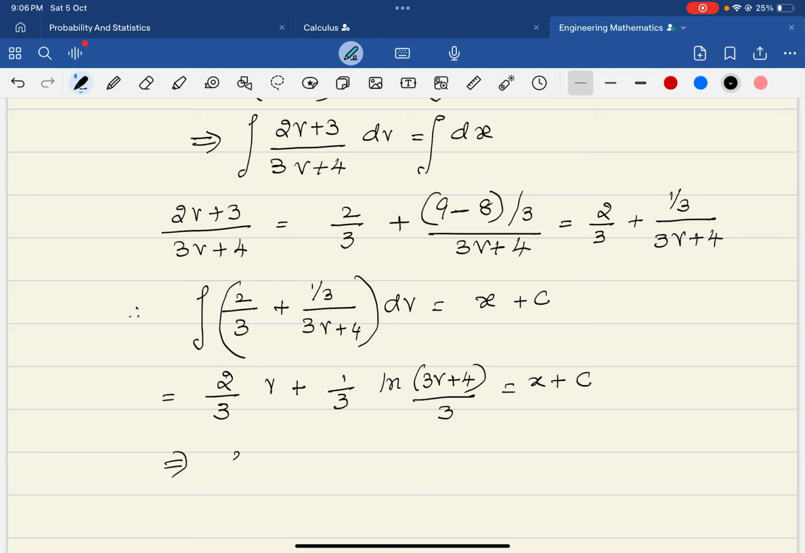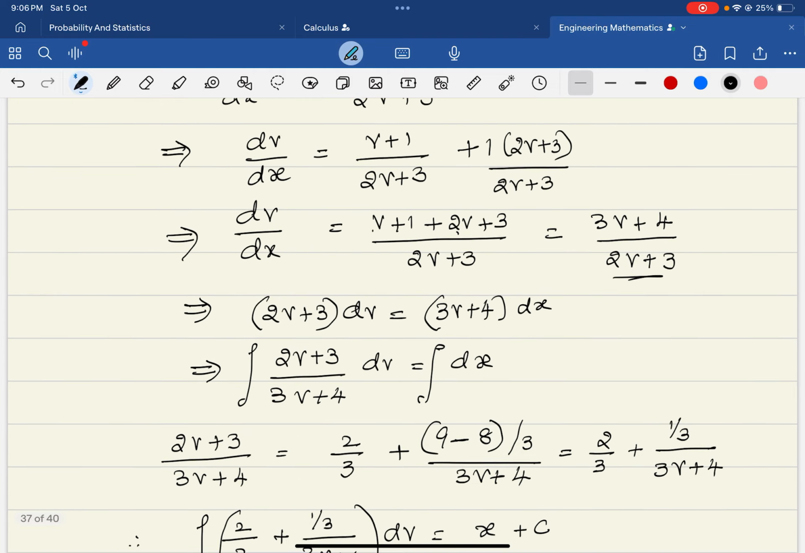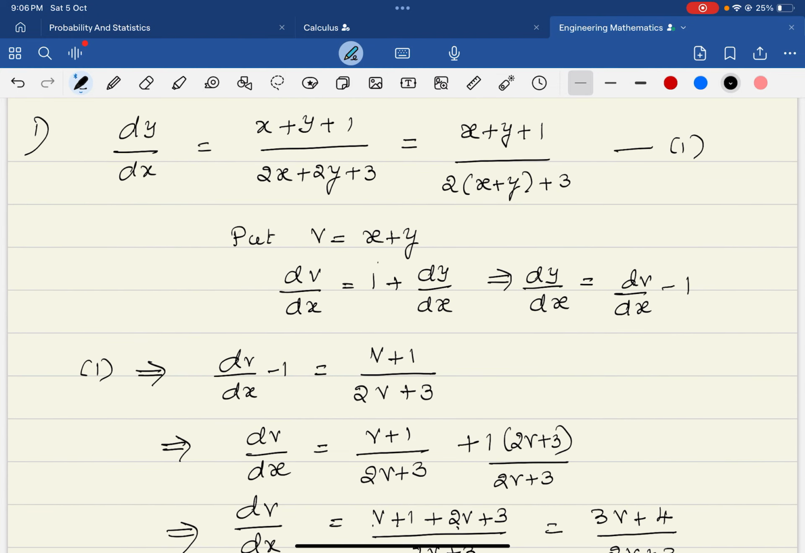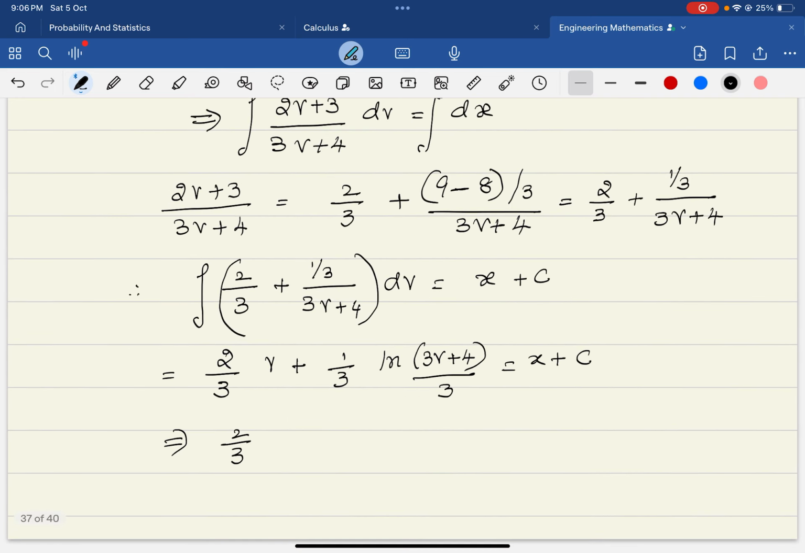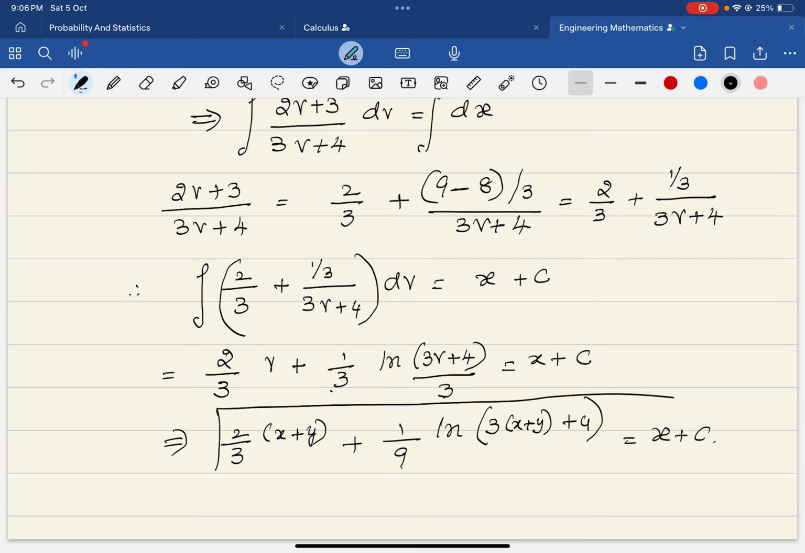So now that gives you 2 by 3 times, what is our v? v is the substitution given by x plus y. This is the substitution, correct? So now we write this as 2 by 3 times x plus y plus 1 over 9, 3 multiplied by 3 gives you 9, ln of 3 times x plus y plus 4 is equal to x plus c. This is the way of writing the solution. This is the solution of the differential equation. I hope it is clear now.